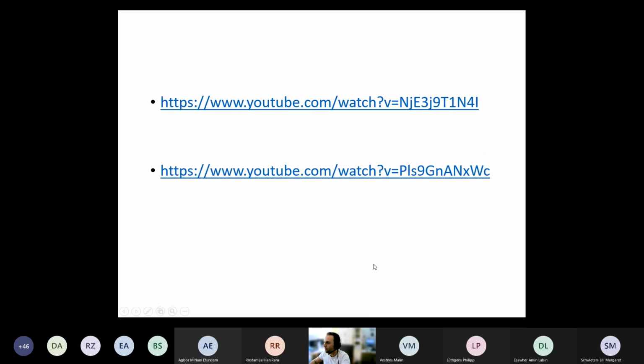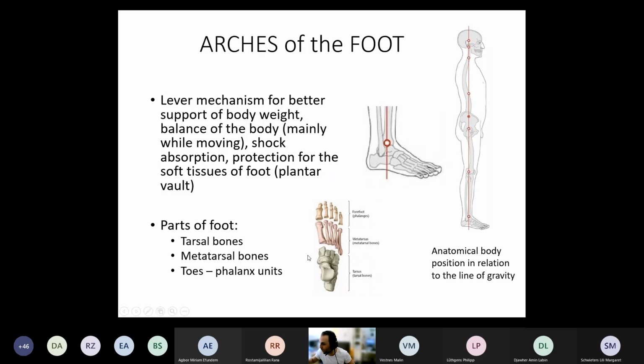I have no idea if these links work, I should have checked them before the lecture, but these are showing you some knee injuries, so you can check them. So this concludes the knee joint, which I wanted to talk to you about today.